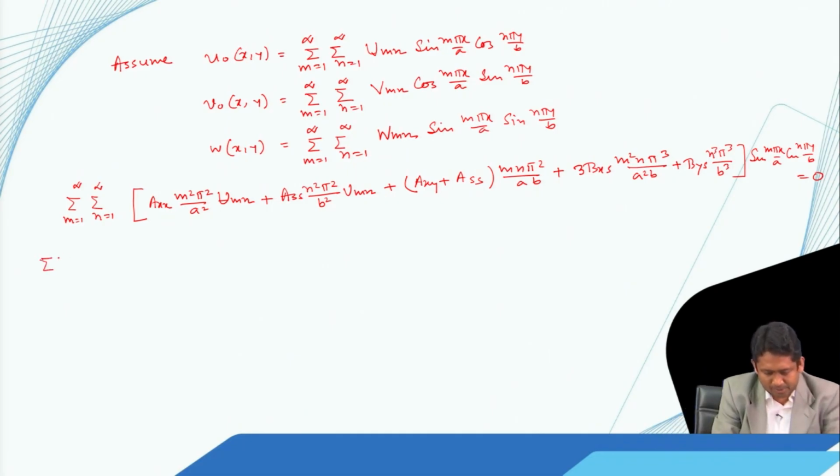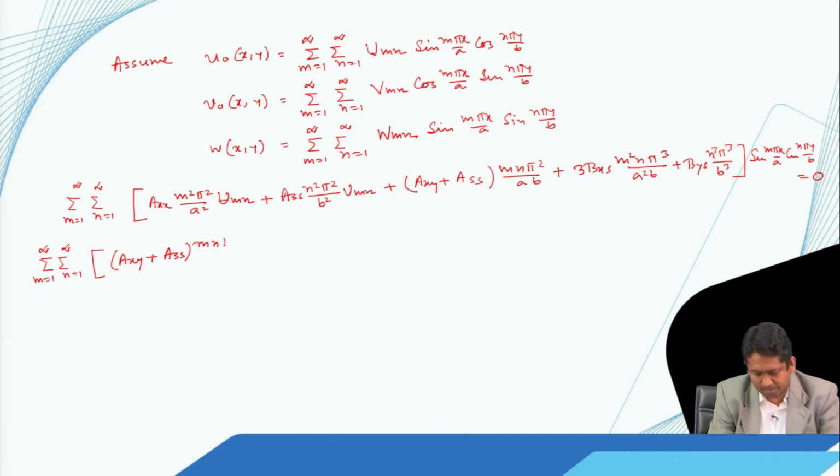Similarly, from the next equation we have summation n equal to 1 to infinity, m equal to 1 to infinity, and then we have A_xy plus A_ss multiplied by mn pi square by ab, not b square, plus we have A_ss m square pi square by a square.